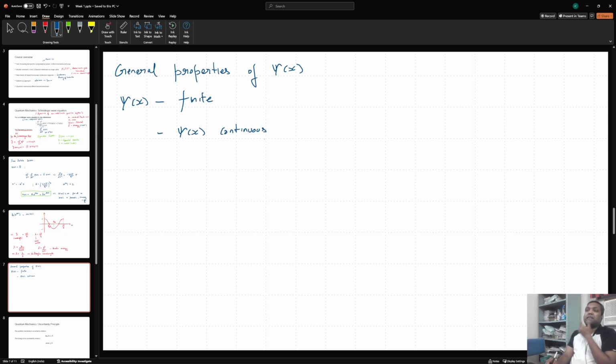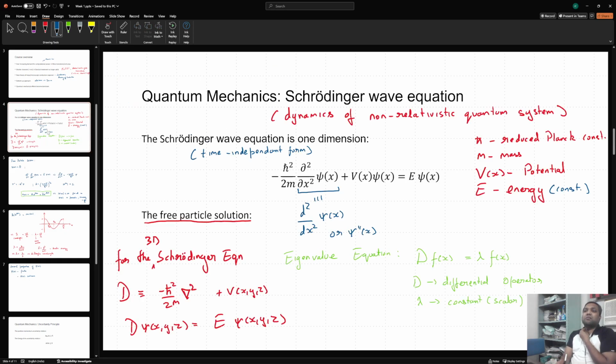Now, why does this have to be continuous? The reason for that comes from this differential equation. Properties of differential equations would require that for the second derivative to be defined at every point, I need my first derivative to be defined at every point. For my first derivative to be defined at every point, I will need my function to be continuous.